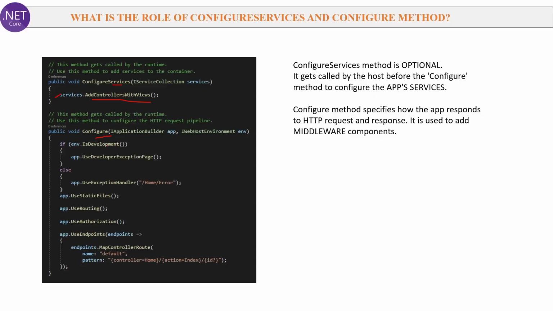On the other hand, the Configure method will configure the request pipeline. What is a request pipeline? Request pipeline means all the methods written over here. This one, app.UseRouting, UseAuthorization, and UseEndpoints. These methods will execute in the same sequence and they are part of the request pipeline. So every request will process all these methods. Therefore, they are not optional. These methods are also called middleware components. So basically, the Configure method specifies how the app responds to HTTP requests and responses.